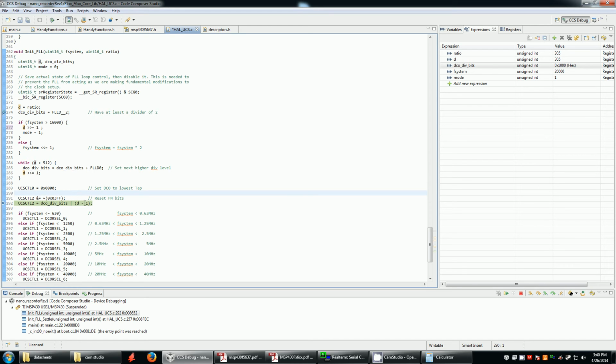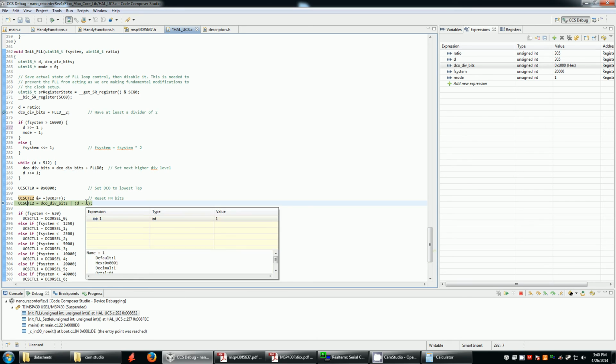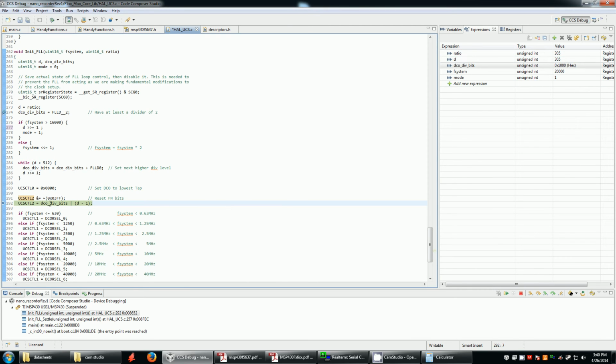I'm trying to go through this quickly so it doesn't take a long time for this video, but if you look at this operation, this is going to change the value of D because D is going to be ORed with this, right? So it's not like an if DCO bits or D minus 1. This is one function that's going to basically return a value to set equal to UCSCTL2.